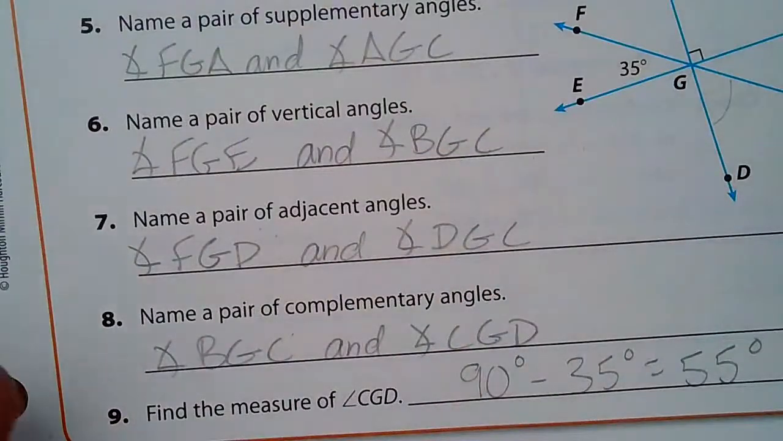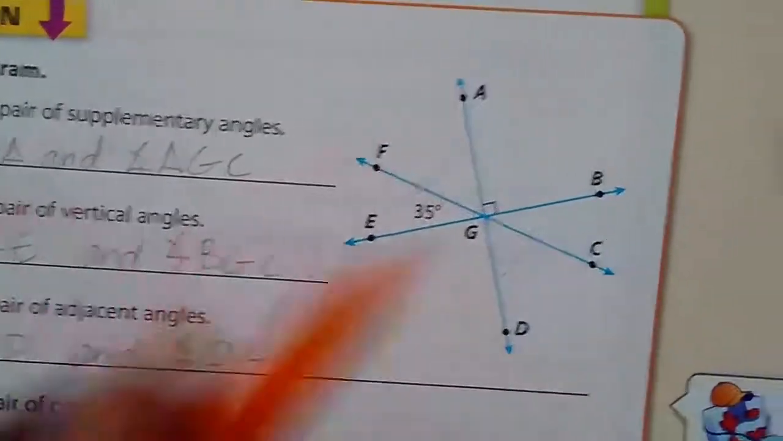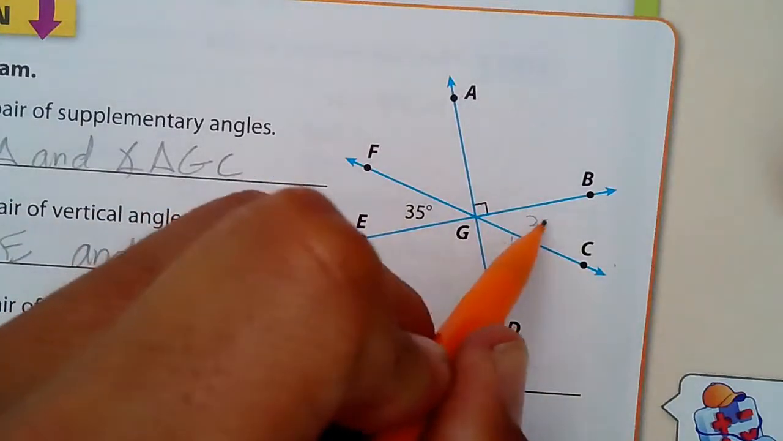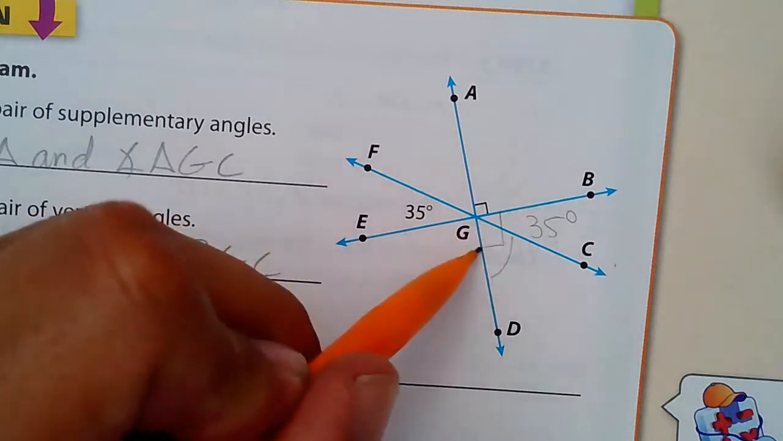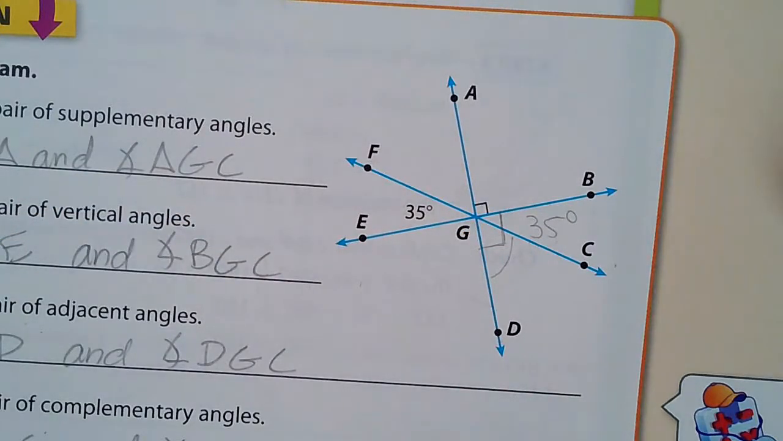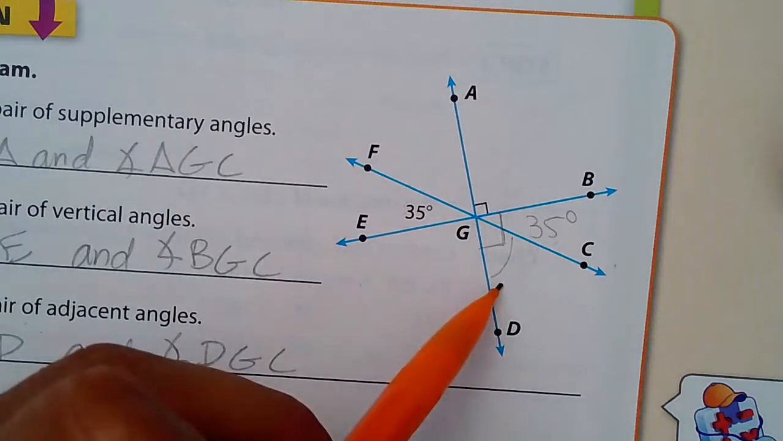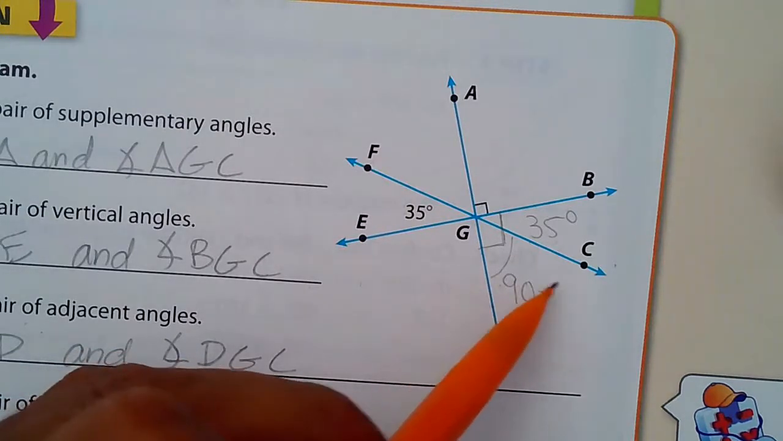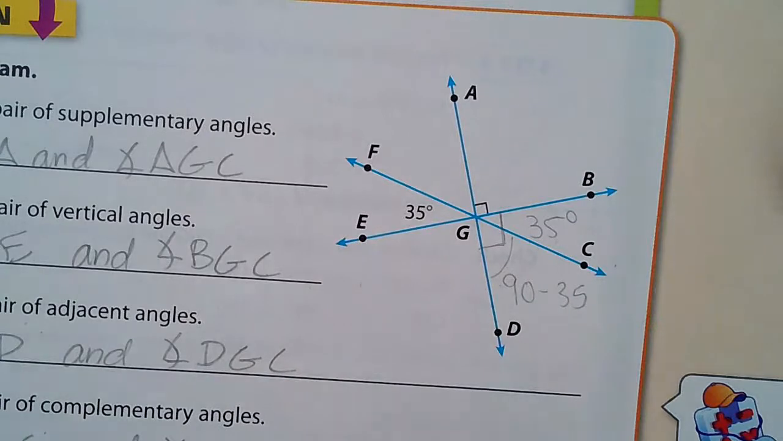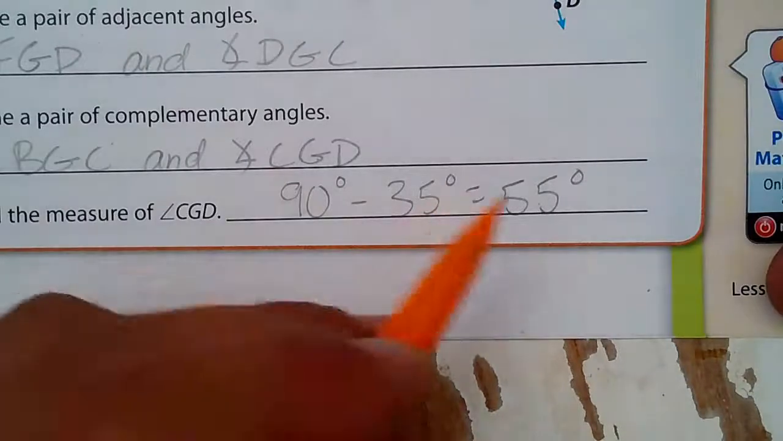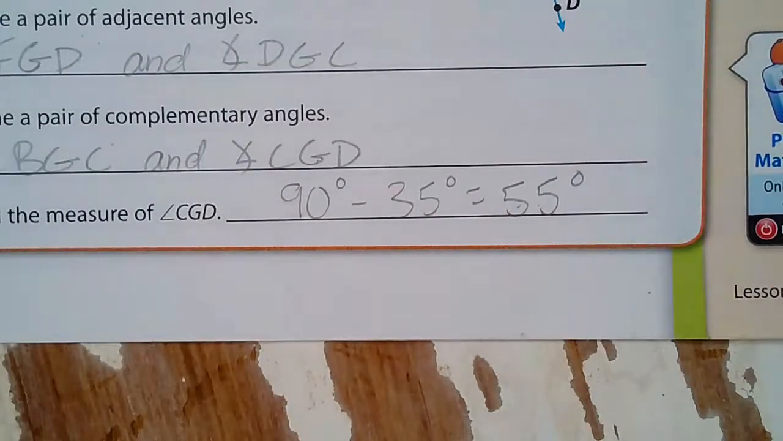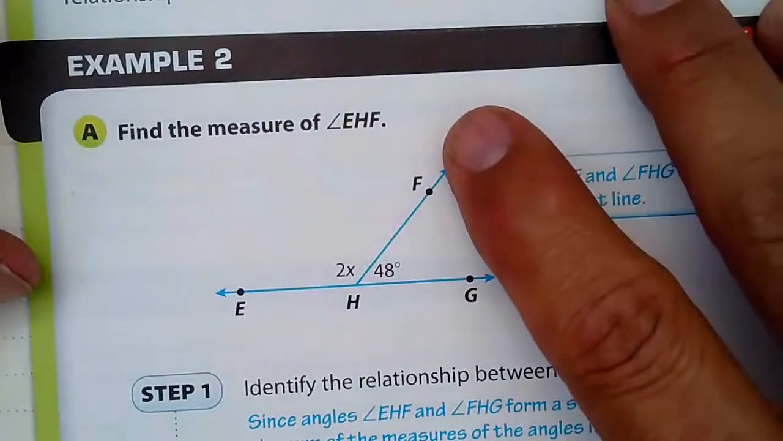Now, what I can do is I can see that this is also 35 degrees because they are vertical angles. I can use the fact that this is 90 degrees right here. I knew that before. So this would just be 90 minus 35. And that's what I have here. That would be 55 degrees. So right there I have 55 degrees for that angle. And that, I believe, is what you need to know, that part. And we move on to angle pairs and two-step equations.